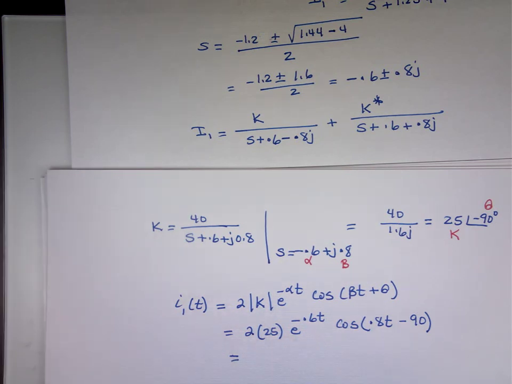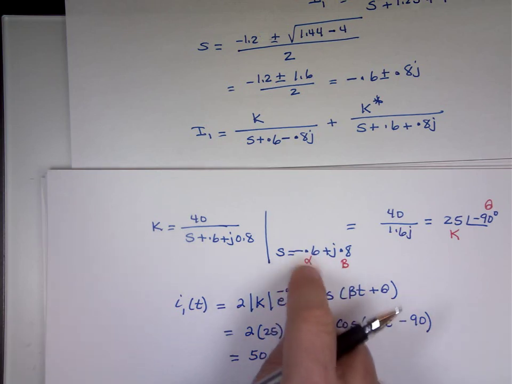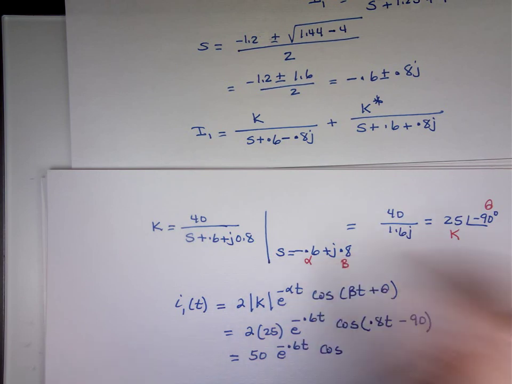Yep. So that's 50 e to the negative 0.6 t cosine, because you have a plus and minus for these, so I just look at, notice how beta is always 0.8, alpha is the 0.6 there. Cosine 0.8 t minus 90 degrees.